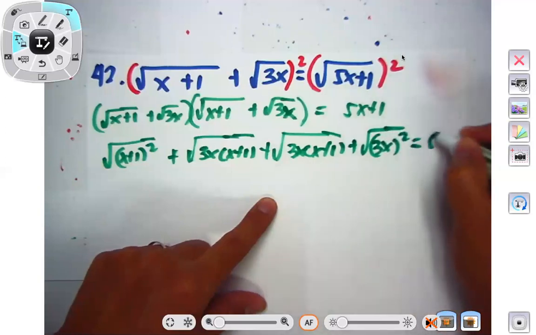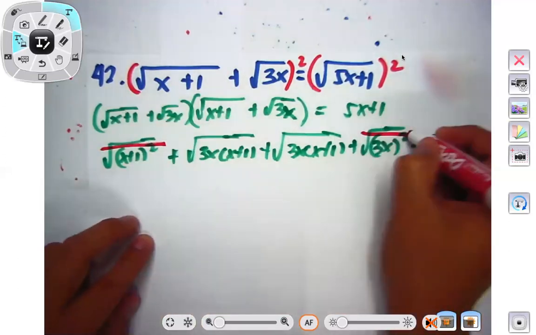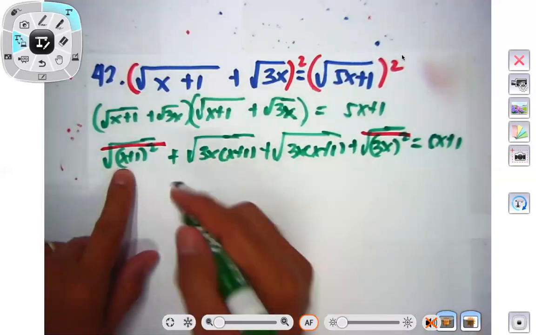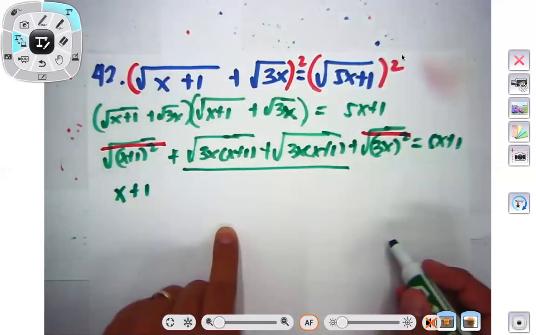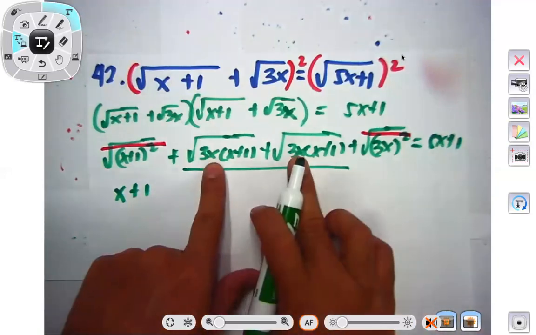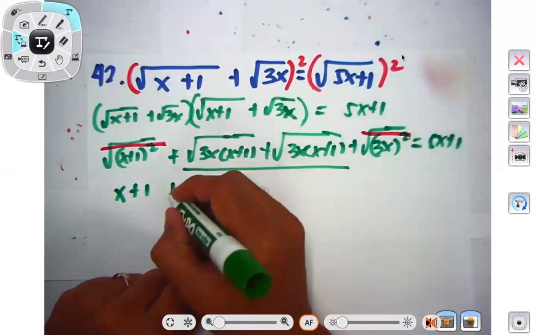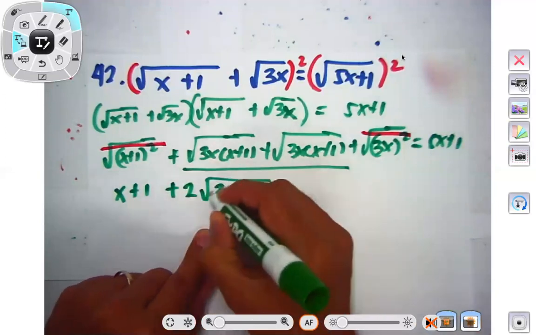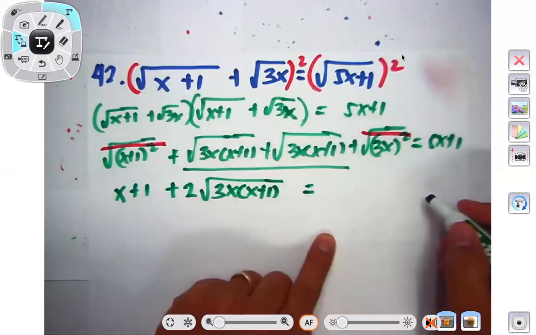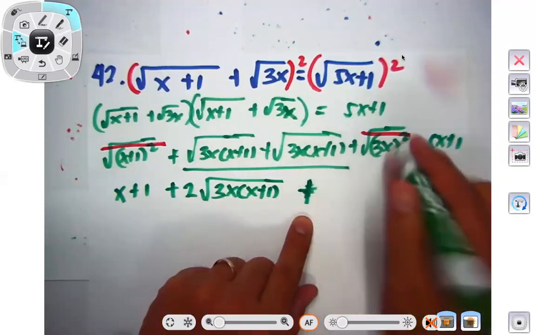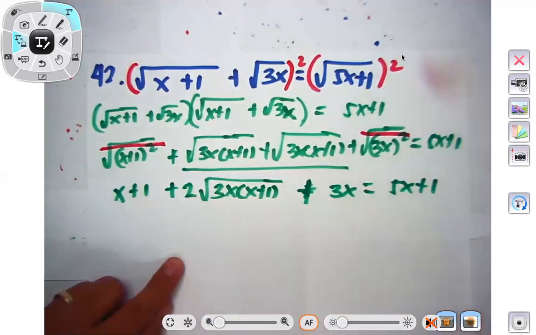That's equal to 5x plus 1. Notice that you can cancel the square and the root. And so you now have x plus 1. These are the same. You see that? So 1 plus 1 is 2 times square root of 3x times the quantity x plus 1. And after that plus 3x equals 5x plus 1. Okay.